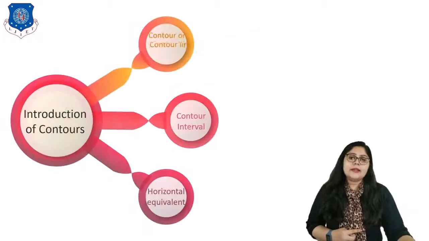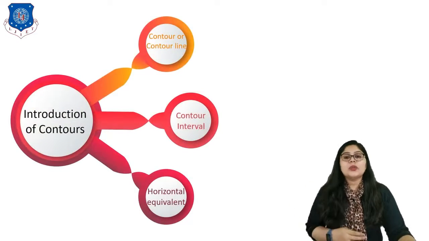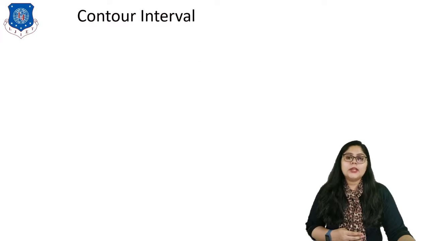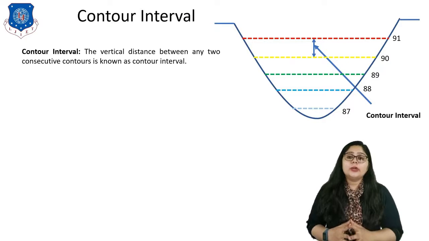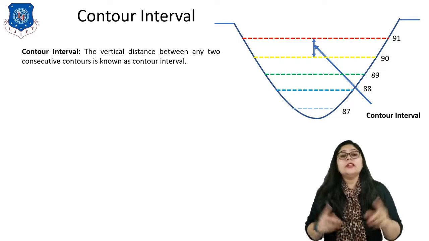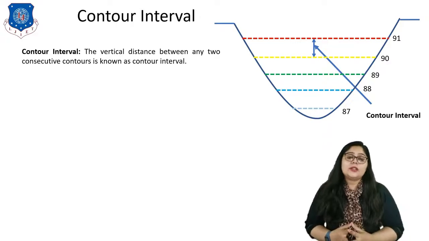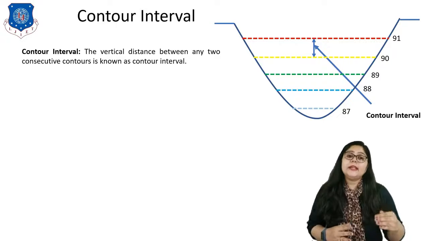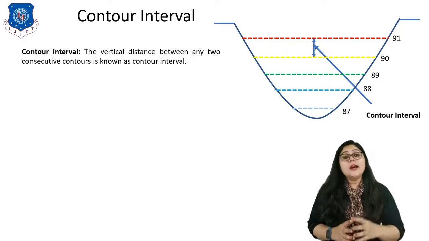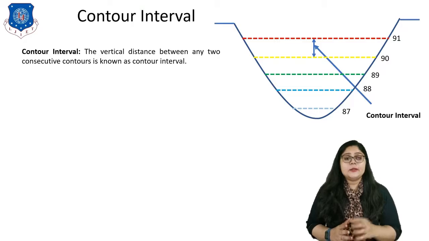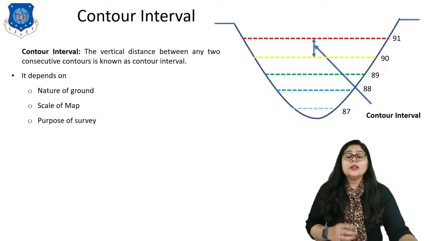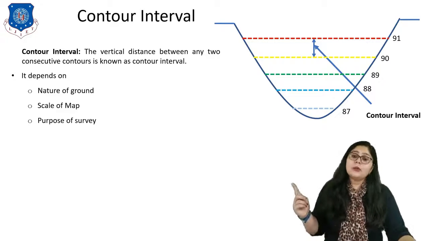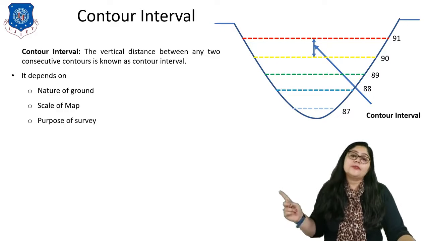Now let us understand the second term, contour interval. The vertical distance between any two consecutive contours is known as the contour interval. Here on screen you can see a valley example, in which the points are 87, 88, 89, 90, 91. The difference between two lines, that is between 90 and 91, is known as the contour interval. Generally it depends on the nature of ground, scale of map and purpose of survey.